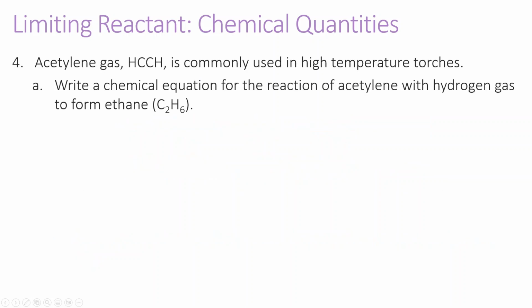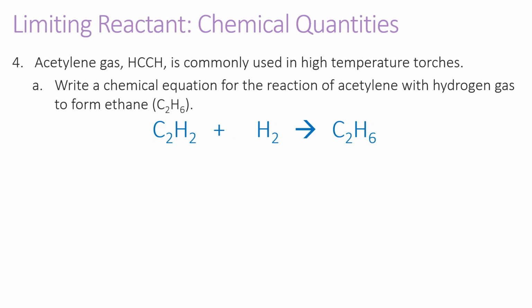So for the next question here, we're looking at acetylene gas. This is used in high temperature torches to do things like welding. So we want to write a chemical equation for the reaction of acetylene with hydrogen gas to form ethane. So acetylene is C2H2, and this is reacting with hydrogen gas, which is H2. Remember that hydrogen is one of our diatomic elements. And we're going to produce C2H6.